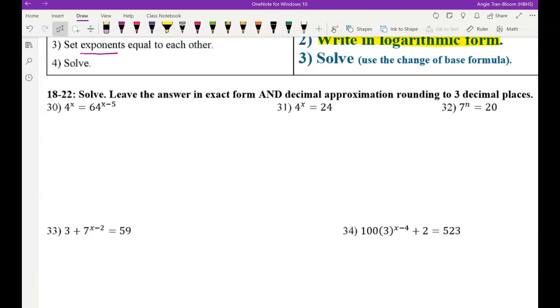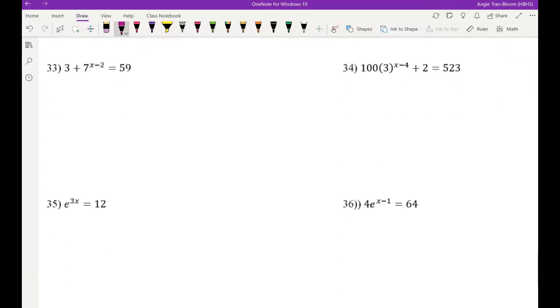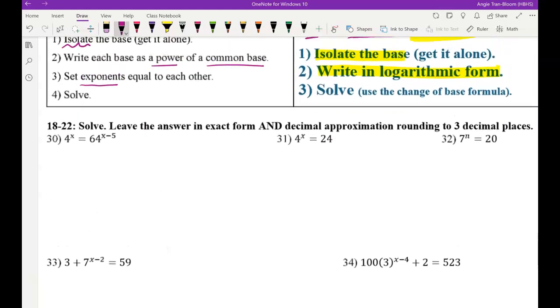Examples 18 to 22 here, students. Well, that's not true. Looks like 30 to 36, okay? So 30 to 36. Solve, leave the answer in exact form, and use your calculator and round to 3 decimal places.